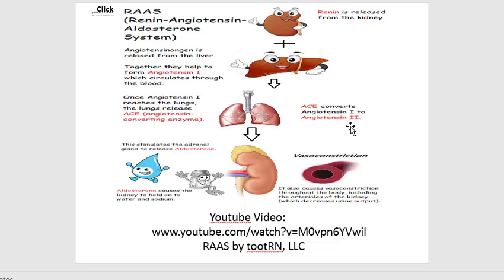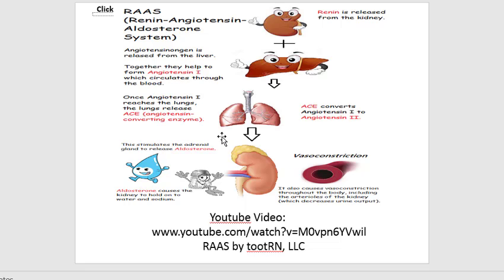Angiotensin 2 is the one that has all the effects on our body. Okay, so angiotensin 2 does a couple things. The first thing it does is it causes vasoconstriction throughout the body, but including the arterioles of the kidney. So when we have vasoconstriction in the arterioles of the kidney, we get a decreased urine output. So if our urine output is decreased, then that fluid that would be coming out in the urine is staying in the bloodstream, therefore raising fluid volume.